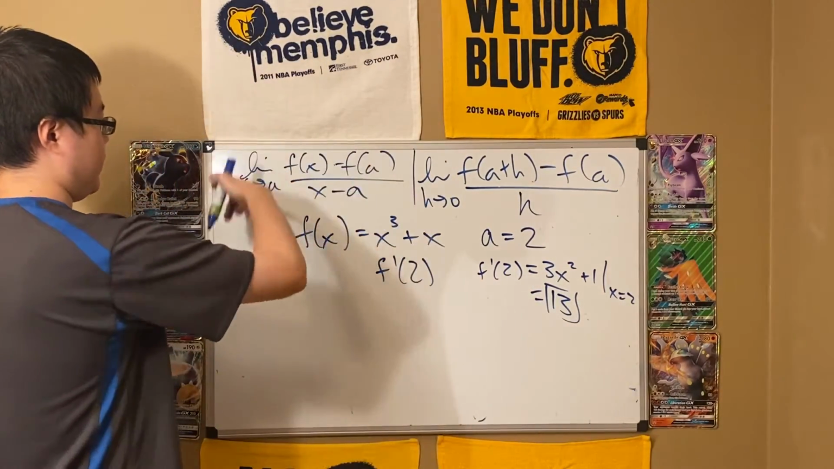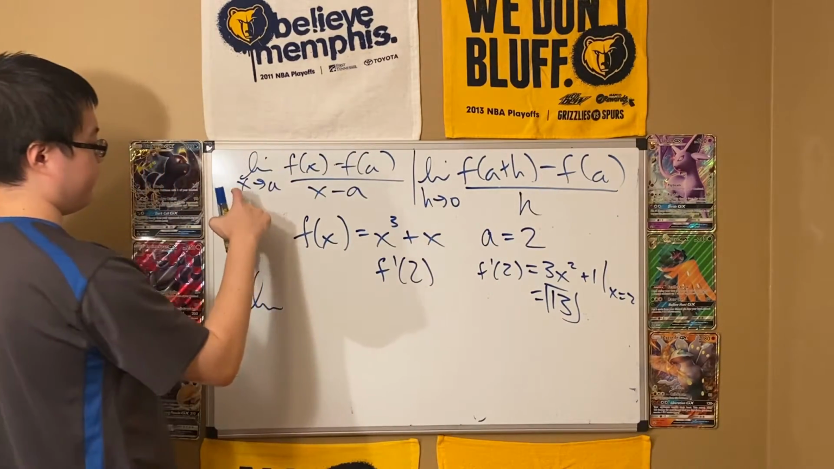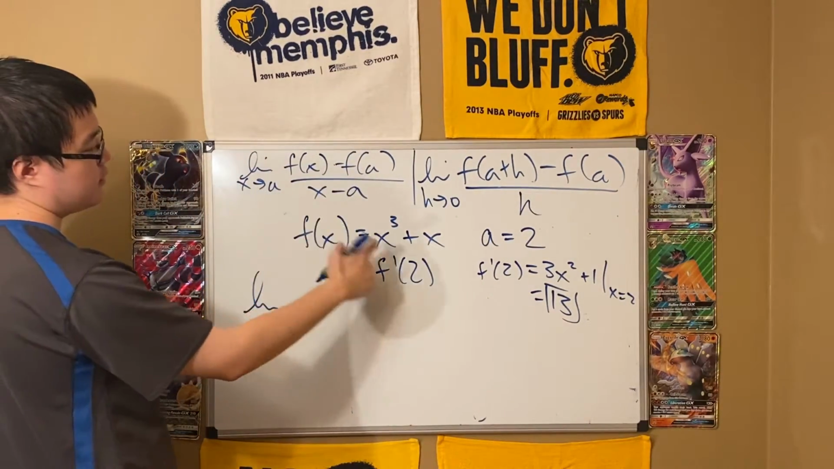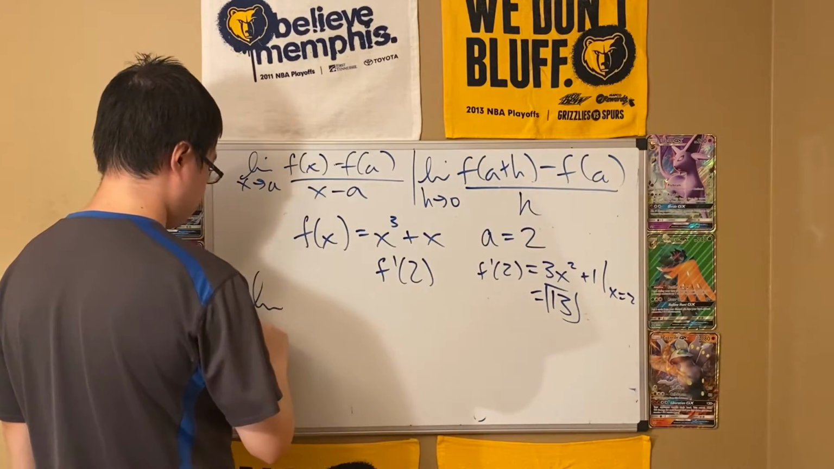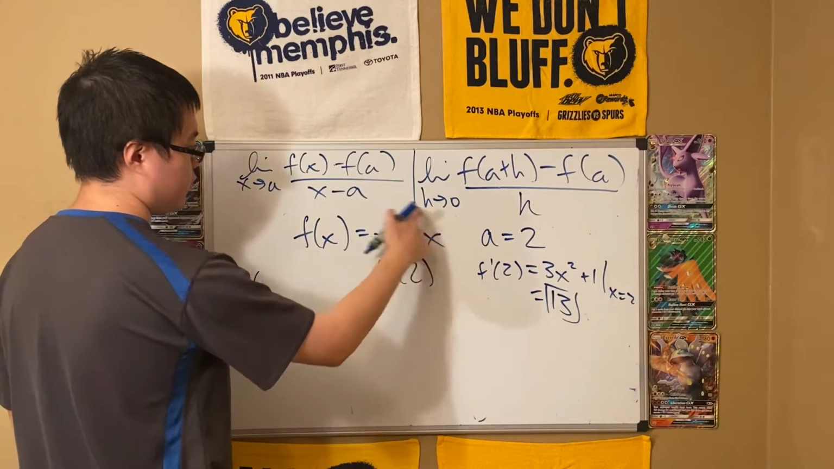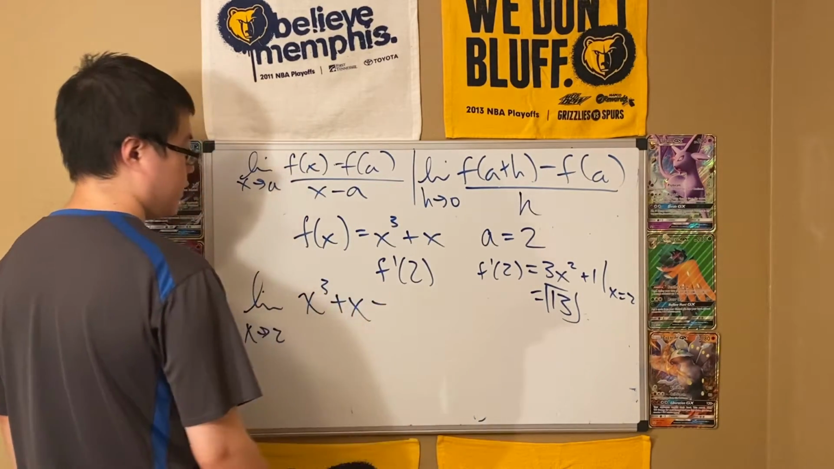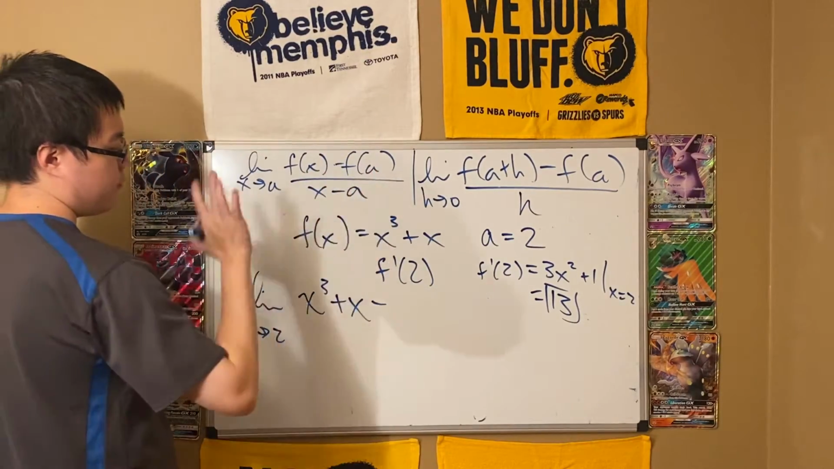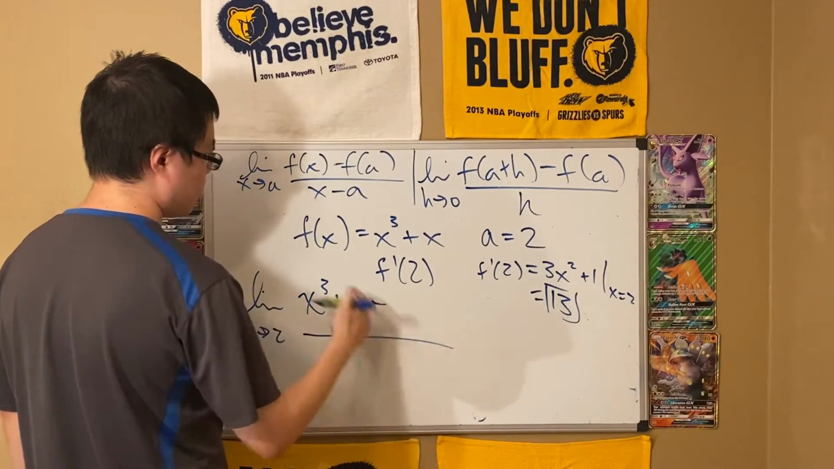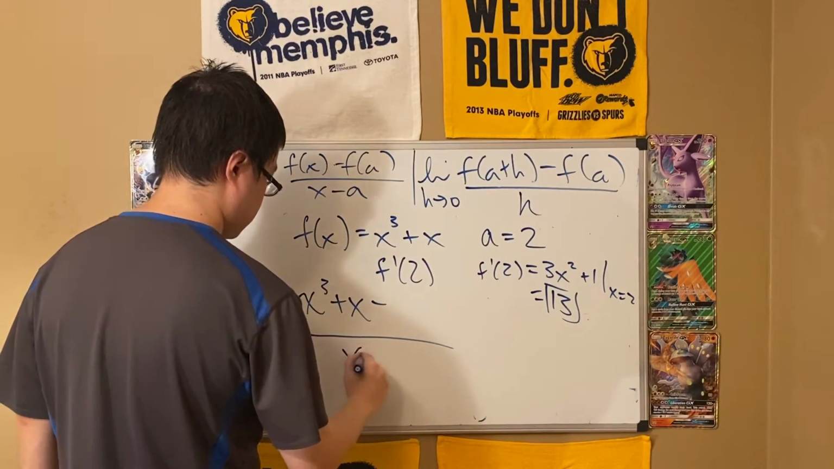So let's write the non-h one first. So for the non-h one, it's x goes to a. In this case, it's going to be x goes to 2. Hopefully your limits are a little bit better than mine. Then you write the function, so it's x cubed plus x. Then you write minus f of a. We'll leave that to the side actually, let's do that later. On the bottom is just x minus the number, x minus 2.